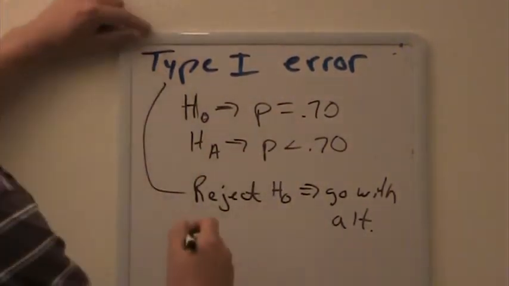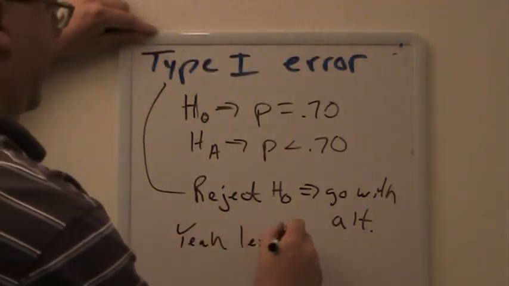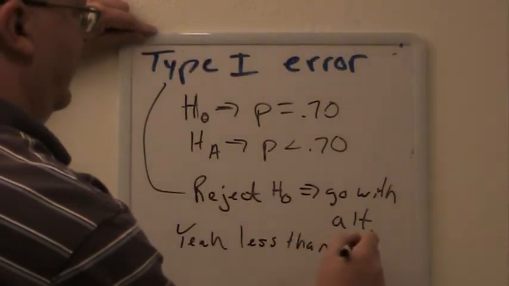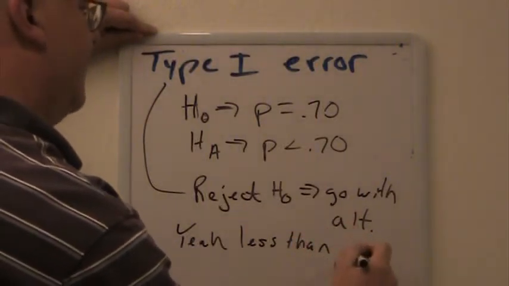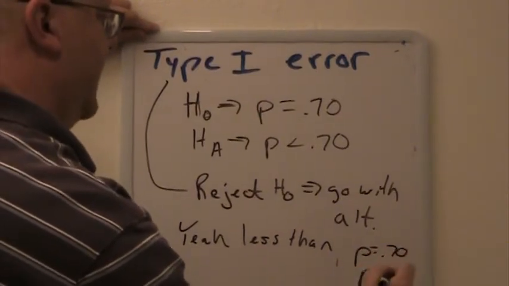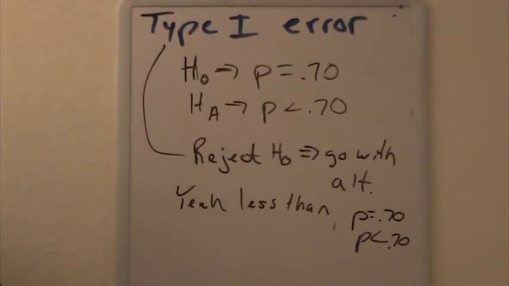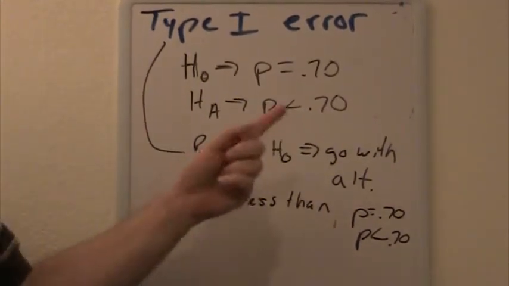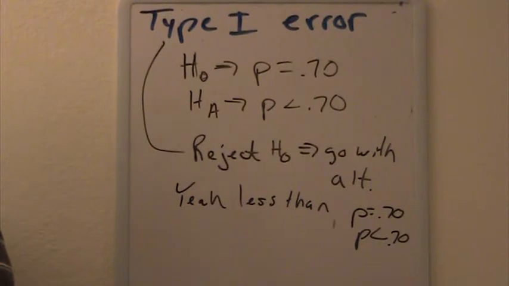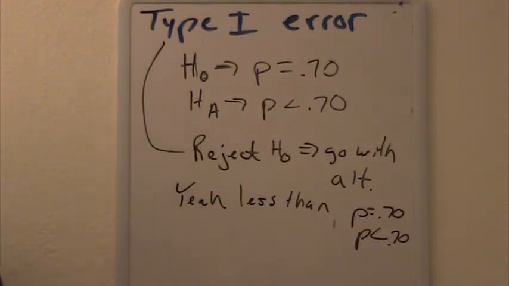So I would think, yeah, it's less than 0.70. So P is less than 0.70. But that's an error. It's wrong. So what happens is that the average actually is 0.70, and I think it's less than that. So I change my business model. I don't carry as much dog stuff. I put more cat stuff in, more fish stuff, because I think that in my neighborhood it's less than 70%.